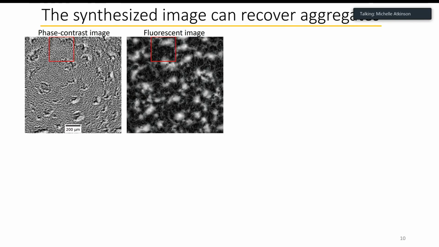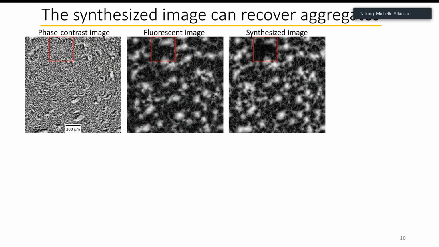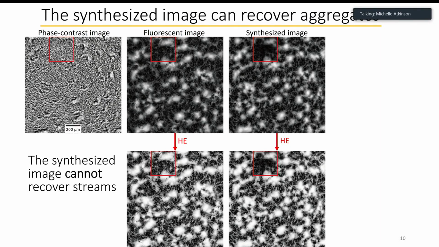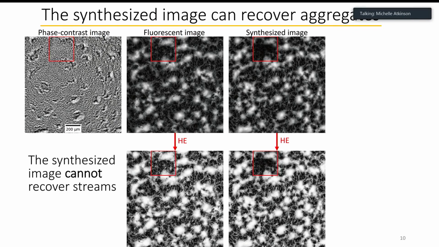Okay, so after training the model for 3,000 epochs on 9 movies, each taken in 24 hours, we can get the result. The synthesized image can recover the aggregates at the correct position. As we know, if we apply histogram equalization, we can visualize the streams. However, in some areas of the synthesized image, the streams are blurry, which means that Pix2Pix HD cannot recover streams very well. Is there any idea to improve the model?